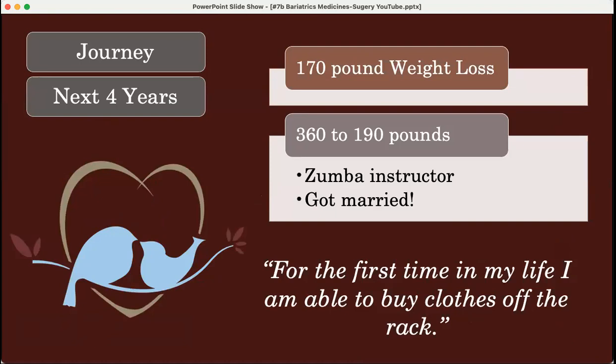So her journey for the next 4 years after her banding is she lost 170 pounds. For the first time, she could buy clothes off the rack. She became a Zumba instructor, and she got married.